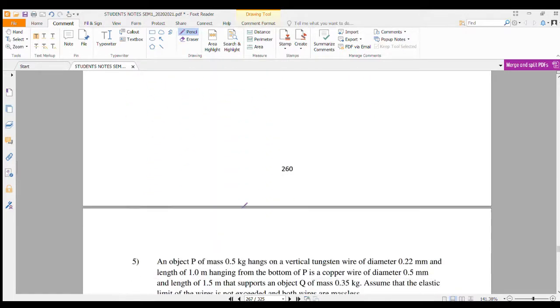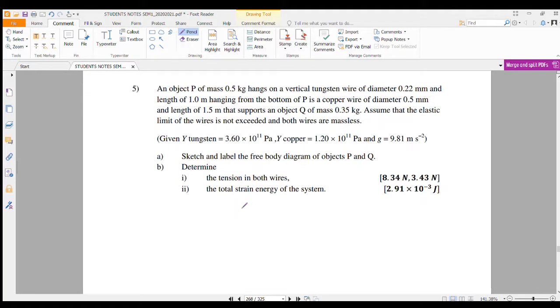Okay, question number 5. An object P with the mass 0.5 kg, so 0.5 is our M, hangs on a vertical tungsten wire, with the diameter of 0.22 millimeter and the original length is 1 meter. Hanging from the bottom of P is a copper wire with the diameter of 0.5 millimeter and the length is 1.5, that supports an object Q with the mass 0.35 kg.